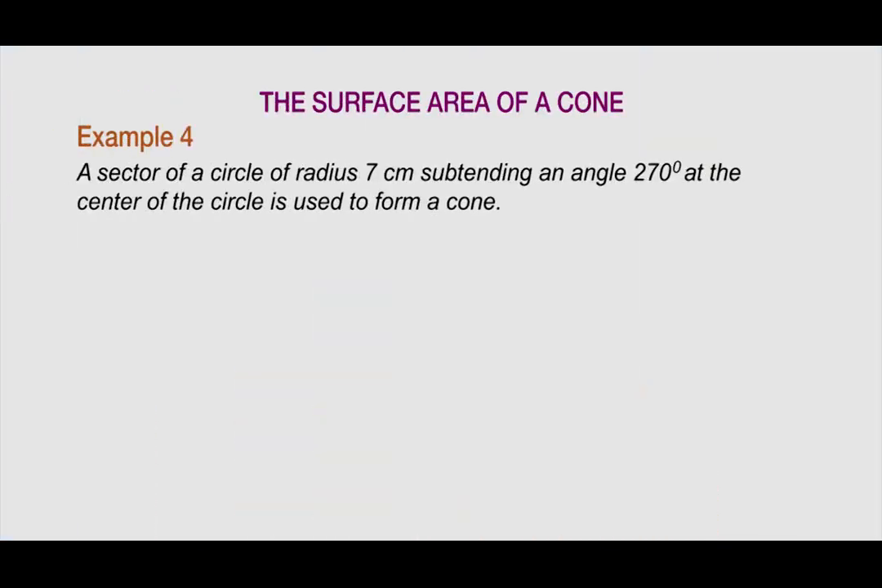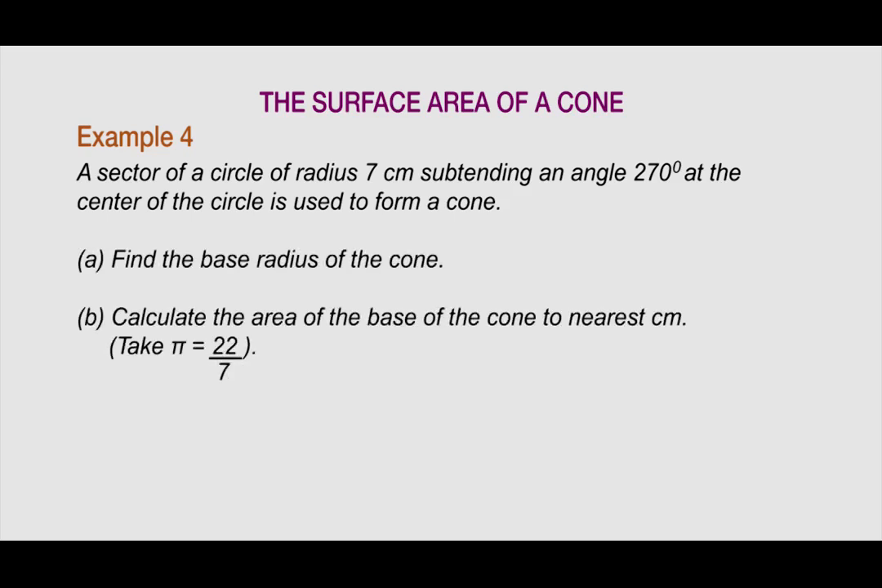We continue to take more examples to make the topic a little more clearer. So let's take another example. A sector of a circle of radius 7 centimeters subtending an angle of 270 degrees at the center of the circle is used to form a cone. A. Find the base radius of the cone. B. Calculate the area of the base of the cone to the nearest centimeter. This time, let's take our pi to be 22 divided by 7. Let's look at the solution.